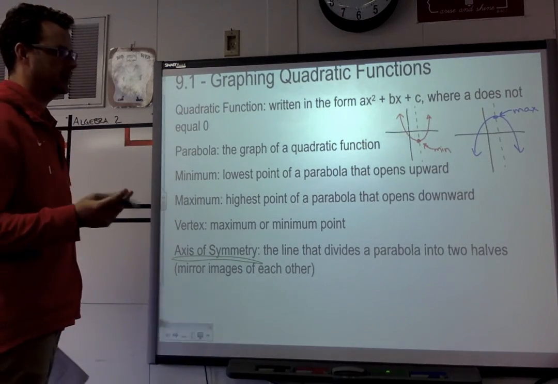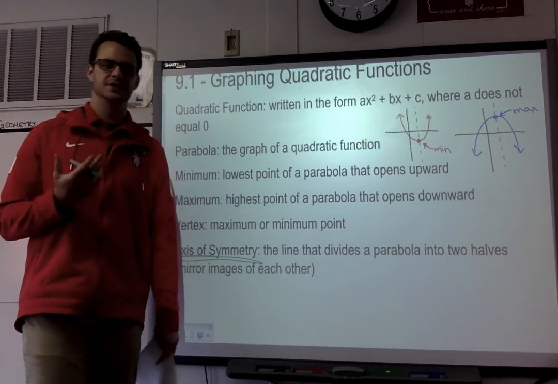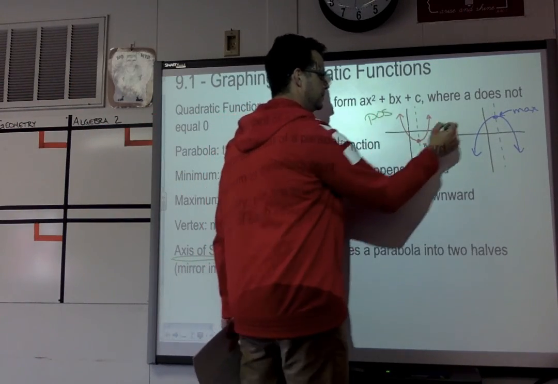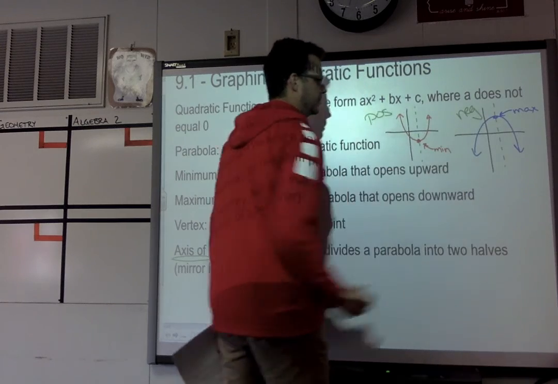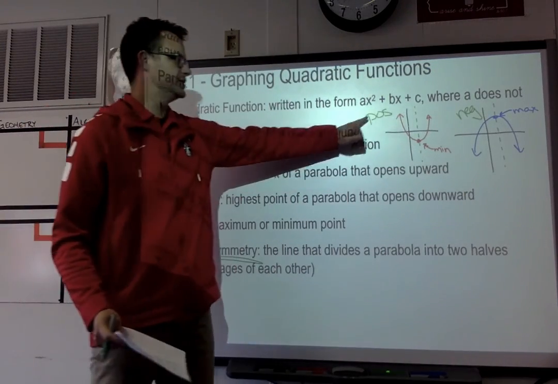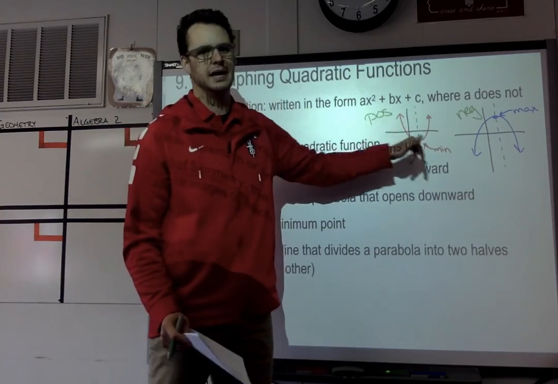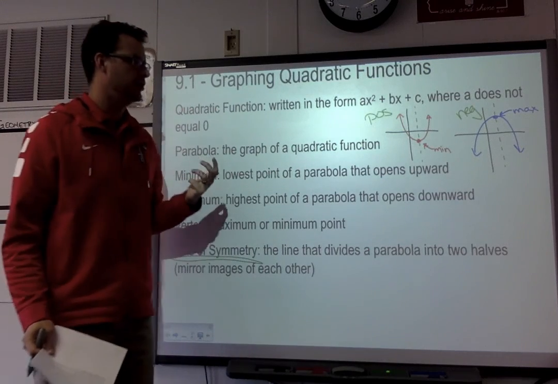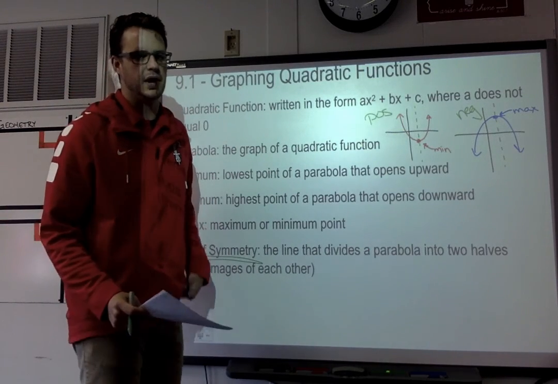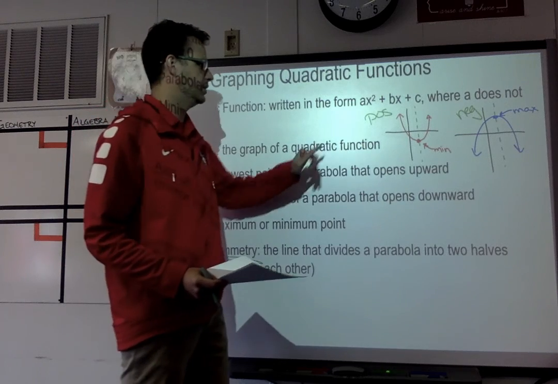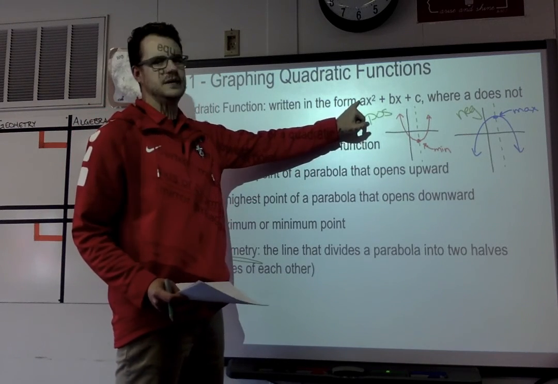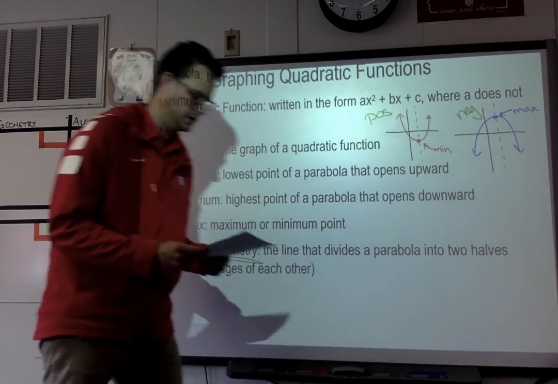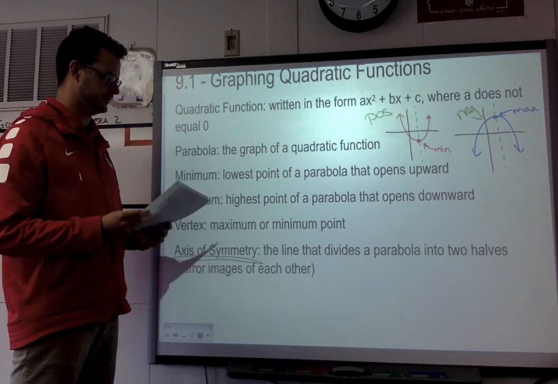Now, one last thing. Parabolas will always be either positive or negative. A positive parabola will always open up. A negative parabola will always open down. You can think of it as a positive parabola is smiling. Positive is smiling. Negative is frowning. And you can always tell right off the bat whether it's going to be positive or negative, whether it's going to open up or down, based on looking at that leading term, the x squared term in your function, and seeing if that term is positive or negative.